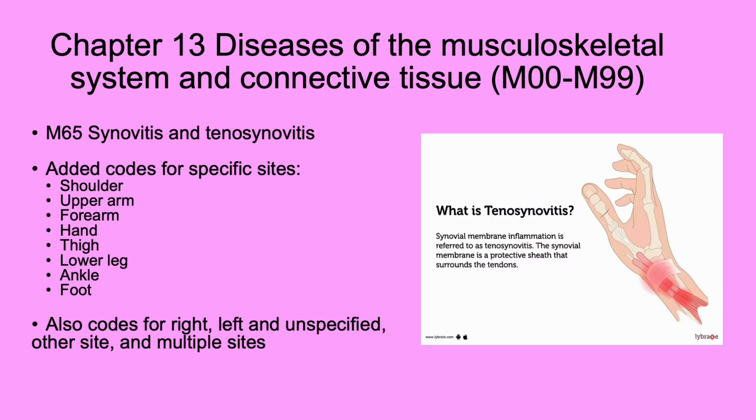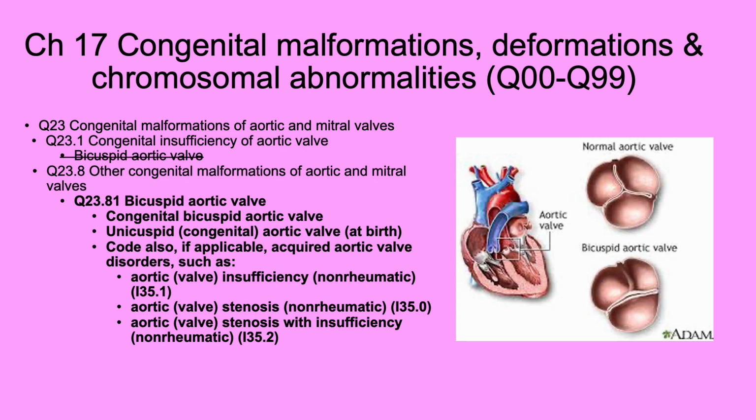Okay, M65, synovitis and tenosynovitis, added codes for specific sites: shoulder, upper arm, forearm, hand, thigh, lower leg, ankle, and foot. Also codes for right, left, and unspecified, other side, and multiple sites. So lots of additional codes for, again, specificity. Every year they get more and more specific.